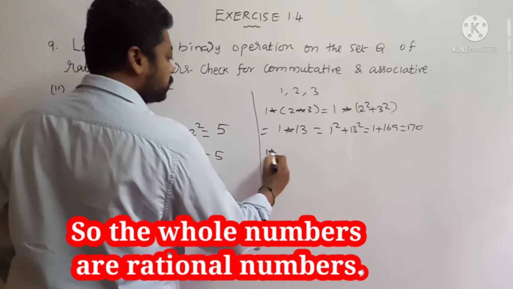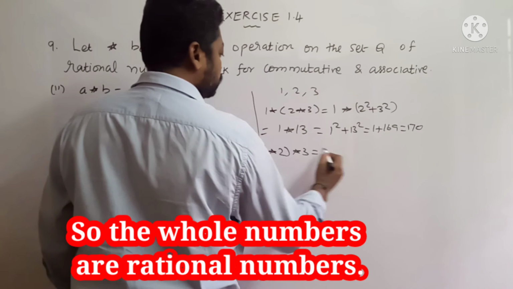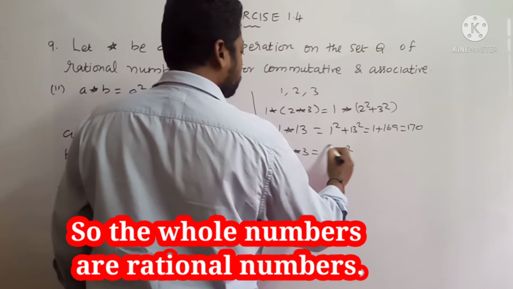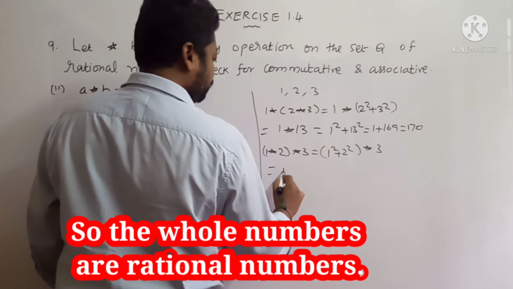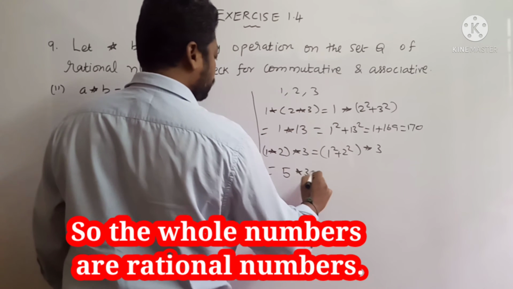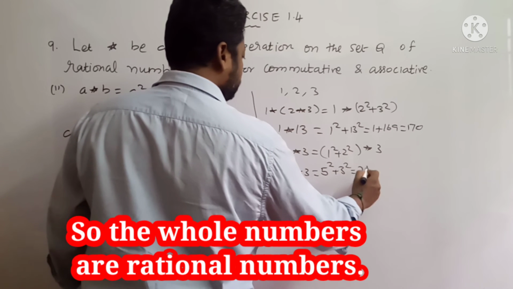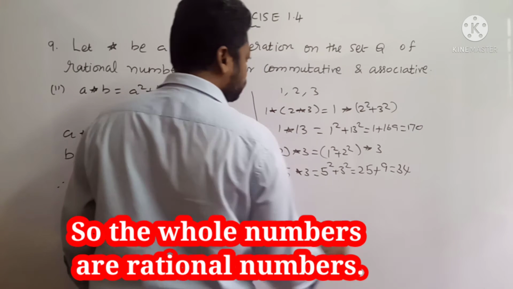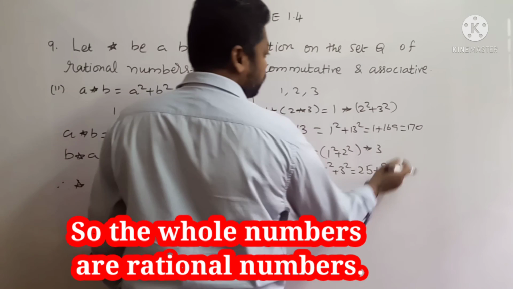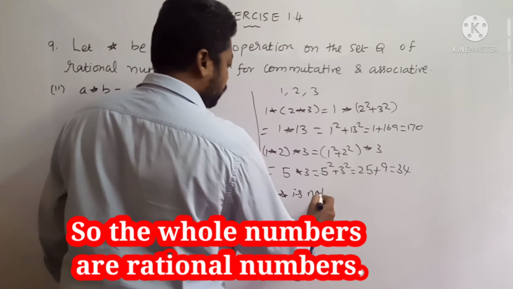Okay. So now we'll check for 1 star 2 star 3. So 1 square plus 2 square star 3. So 1 square plus 2 square is 5, star 3. So 5 square plus 3 square. 5 square is 25 plus 3 square 9. So what we get? 34. Okay. So both have different values. Therefore star is not associative.